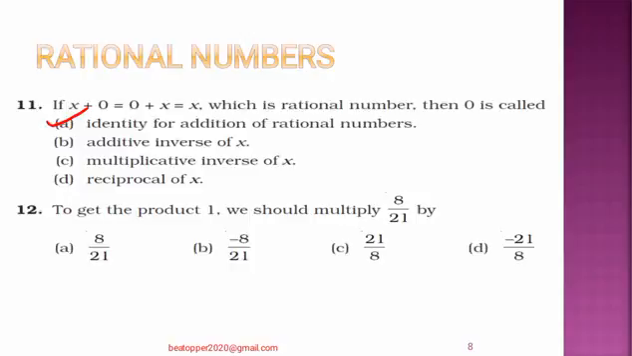Next question, to get the product 1, we should multiply 8 by 21 with 21 by 8. Okay, so the answer becomes 1. And here the other options are like minus 8 by 21 and minus 21 by 8. Okay, it is to confuse you. Actually, we get the product 1 when the signs are the same. So for 8 by 21, the answer will be 21 by 8 itself.